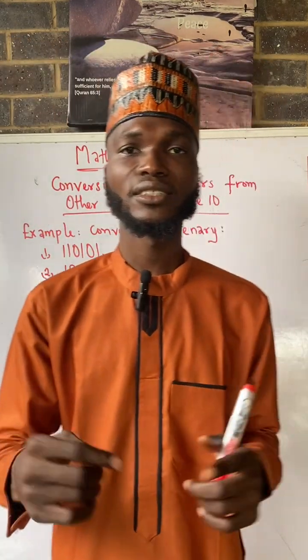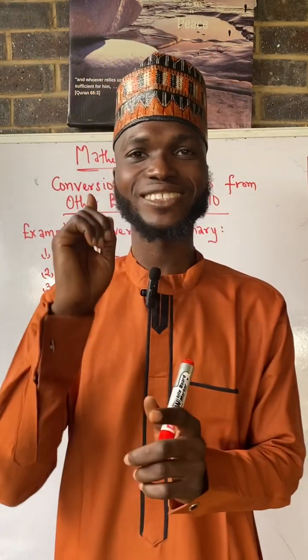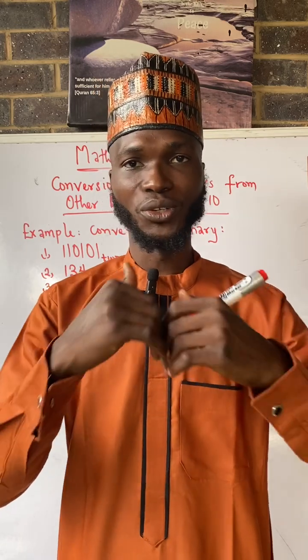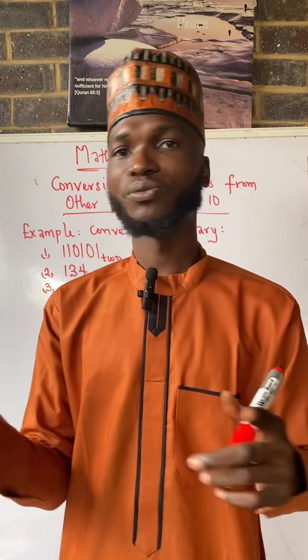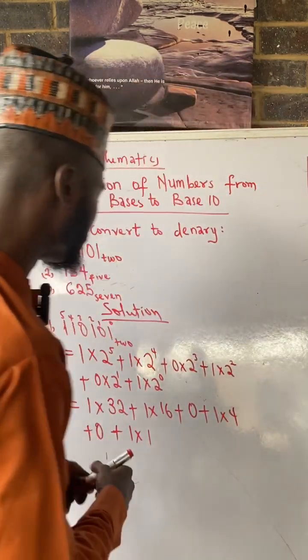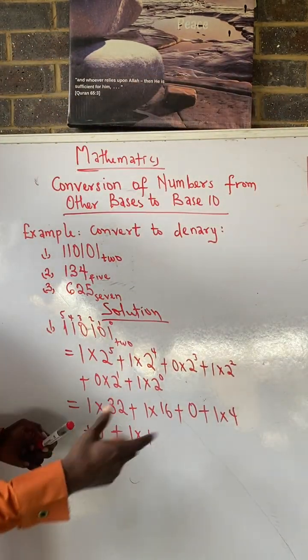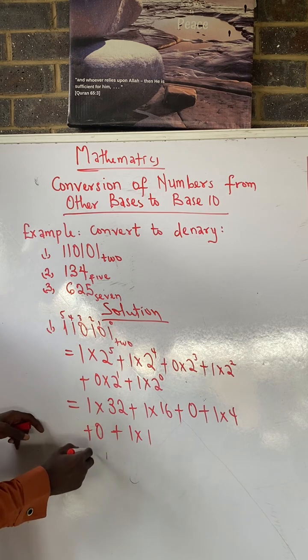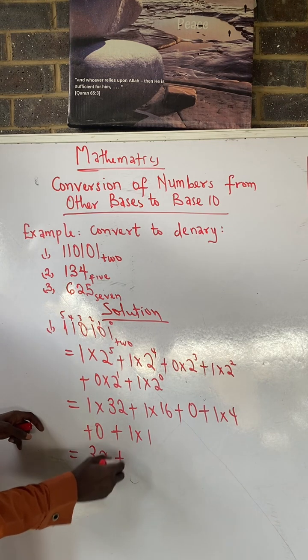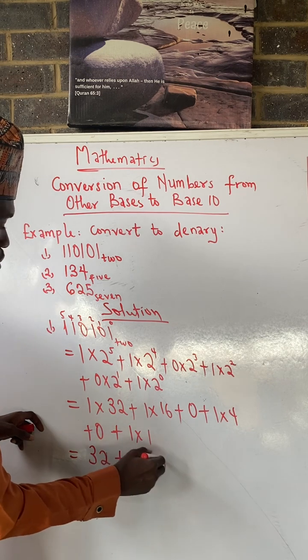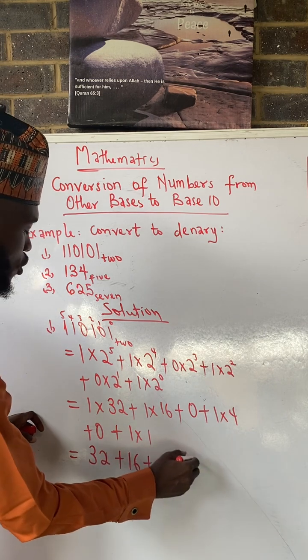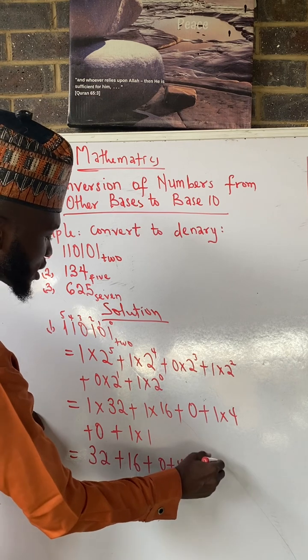That is, anything raised to power 0 is 1, except 0 raised to power 0. That's indeterminate. So that's one of the indeterminate forms. Let's go. Now we have to multiply and add everything. As 1 times 32 is 32, plus 1 times 16 is 16, plus 0, plus 1 times 4 is 4, plus 0 again, plus 1 times 1, 1.